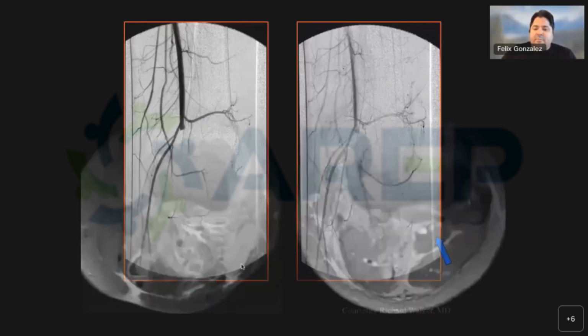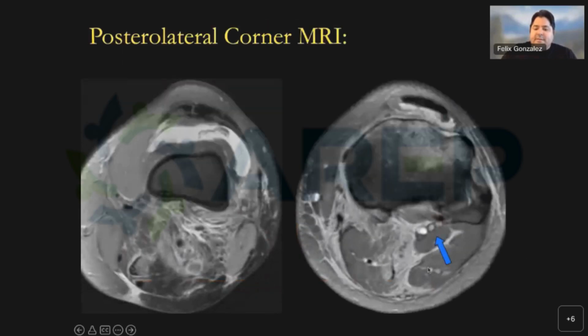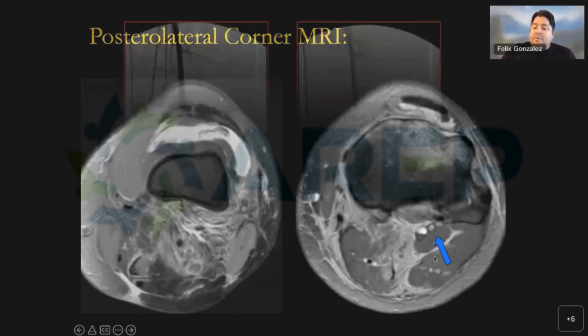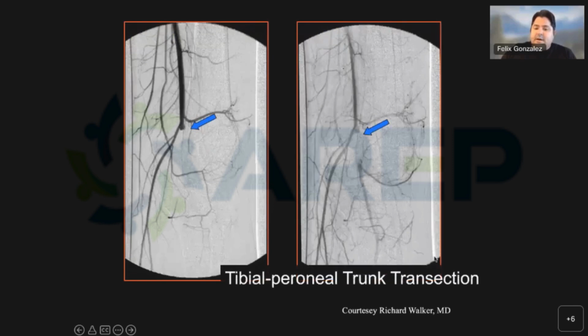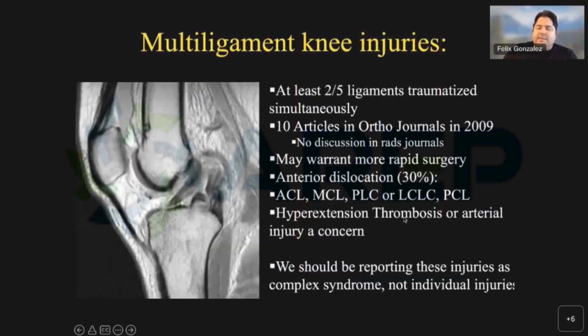Let me just go back one more time here because I think I'm going too fast. Basically, this is a T2 fat-sat image here. The artery should have a black dot, right? There should be no signal here. However, everything is bright back here, telling you that there's a thrombus in that tibioperoneal trunk, which was completely transected. The concept of multiligamentous knee injuries, right?